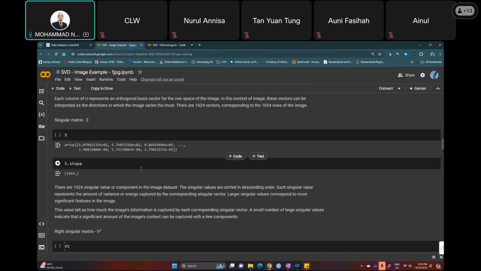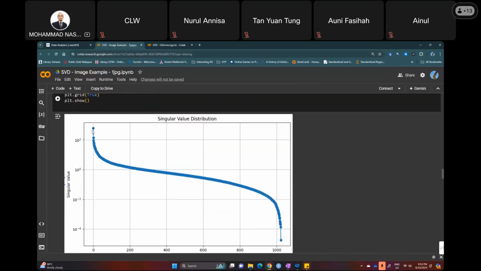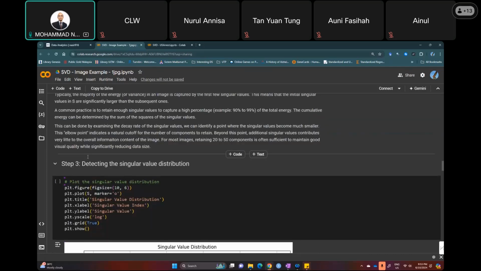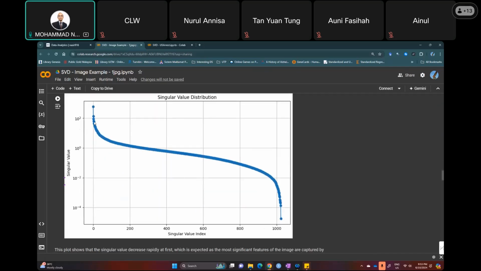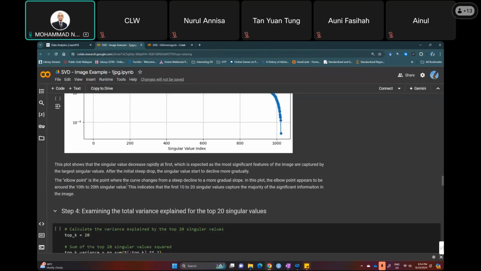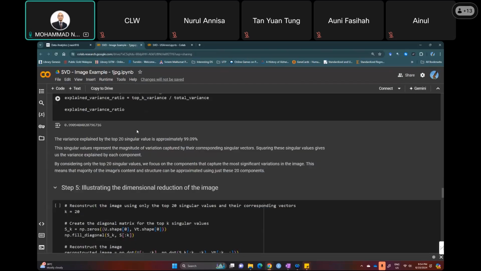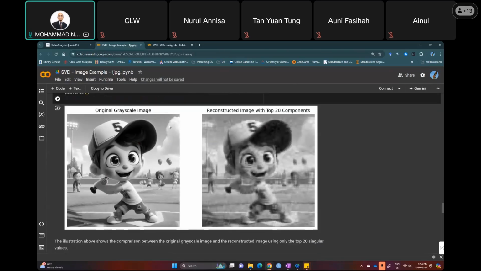When I do the analysis, this is the elbow point. The image has 1024 singular values, or components. The best choice is to look at the elbow point, which is maybe around 10 to 20. So I pick the top 20 singular values and reconstruct again, and we get this kind of picture. The picture on the right-hand side has already been compressed from the original.